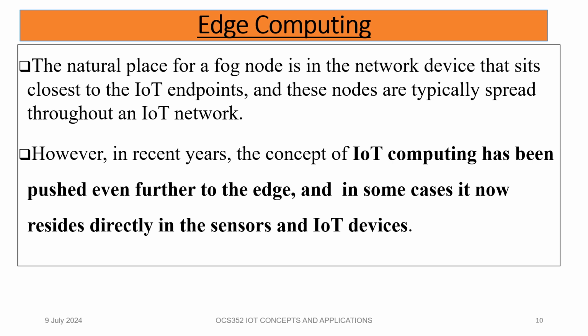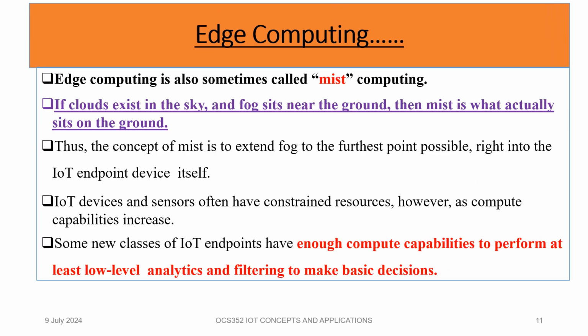Edge computing. The natural place of a fog node is a network device that sits close to the IoT endpoint, and these nodes are typically spread throughout the IoT network. However, in recent years, the concept of IoT computing has been pushed even further to the edge, and in some cases it now proceeds directly to the sensors and IoT devices. Edge computing is also sometimes called mist computing.